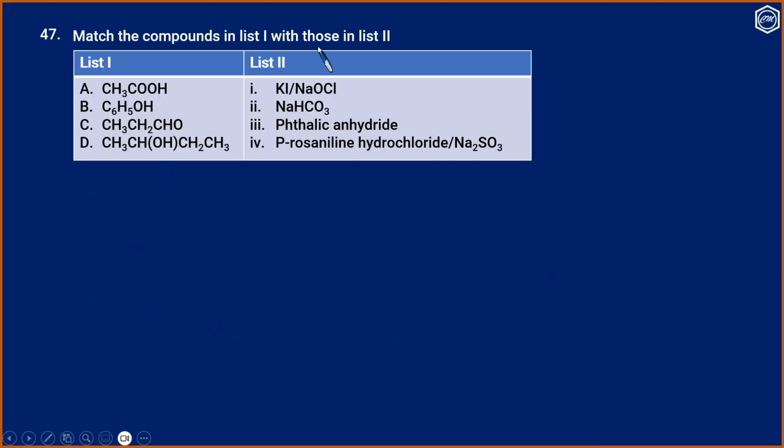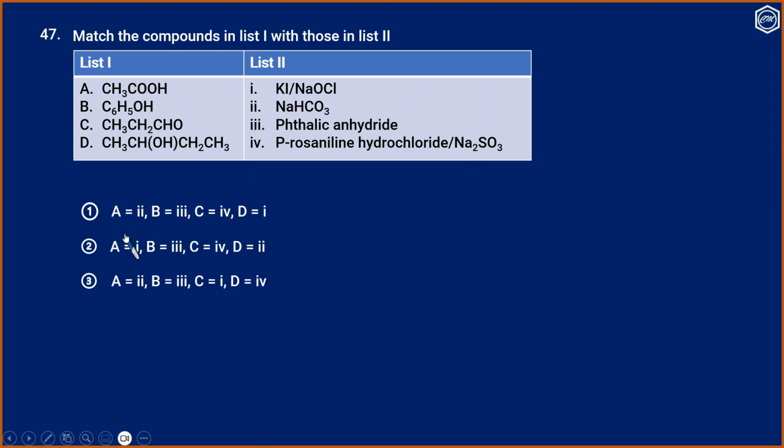Match compounds in list 1 with those in list 2. List 1: acetic acid, phenol, CH3CH2CHO, CH3CHOHCH2CH3. List 2: potassium iodide and sodium hypochlorite, sodium hydrogen carbonate, phthalic anhydride, para-rosaniline hydrochloride, and sodium sulfite. So option 1, option 2, option 3, and option 4.